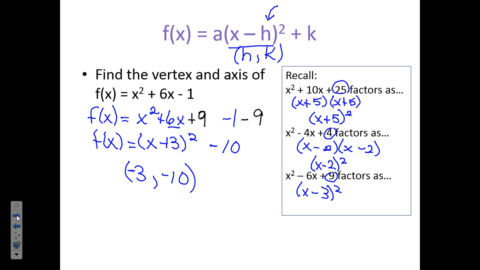Okay. What is this when we factor it? x squared plus 6x plus 9 is (x plus 3) quantity squared, not -3. Okay. Next one.